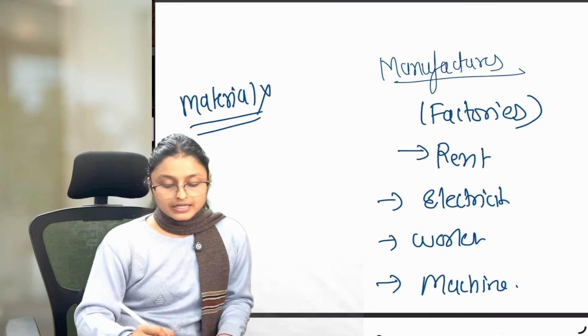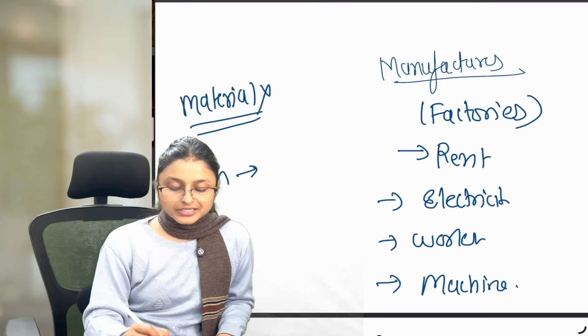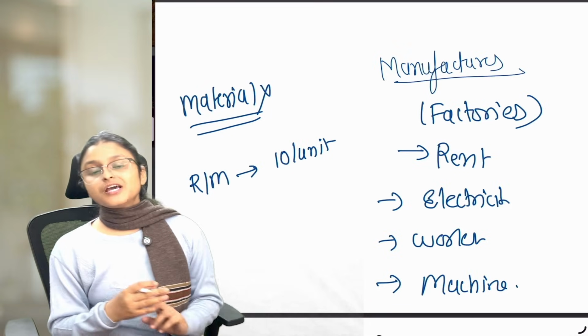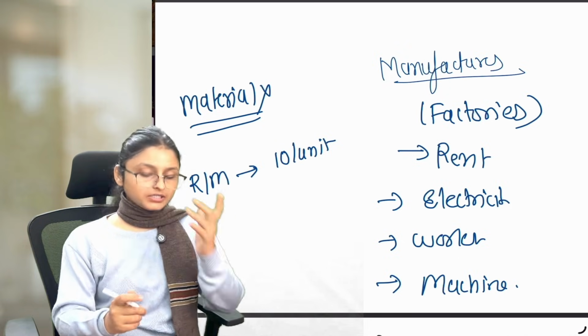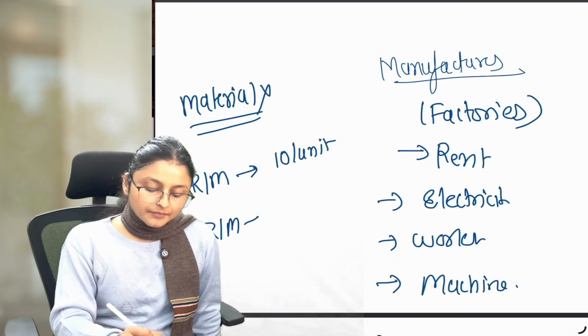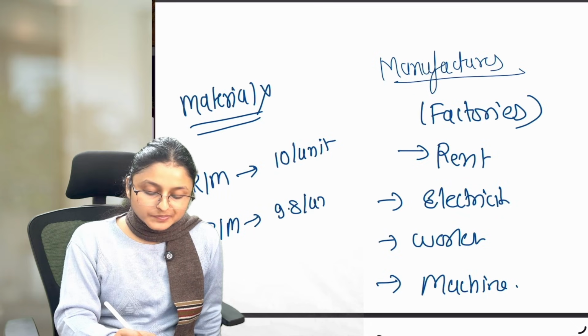Let's understand. Let's assume that we get our raw material right now at 10 rupees per unit. But as we are buying a lot of quantity, we have negotiated with the supplier and now we can get the same raw material at 9.8 rupees per unit.